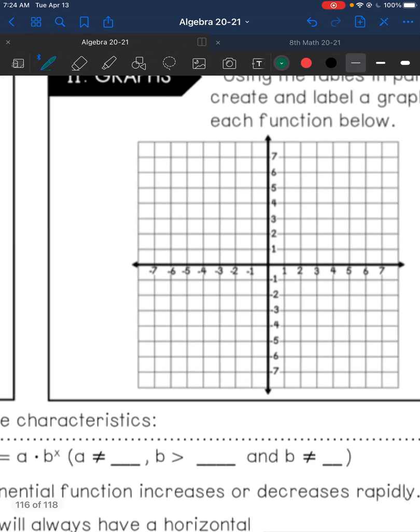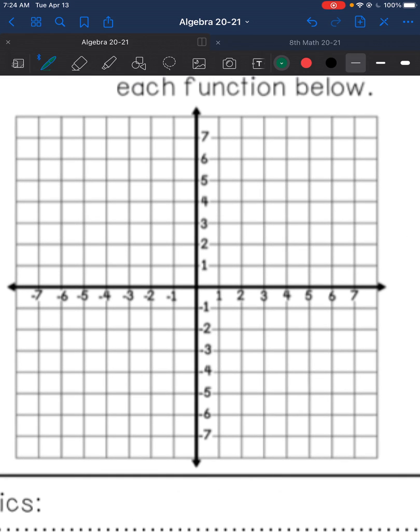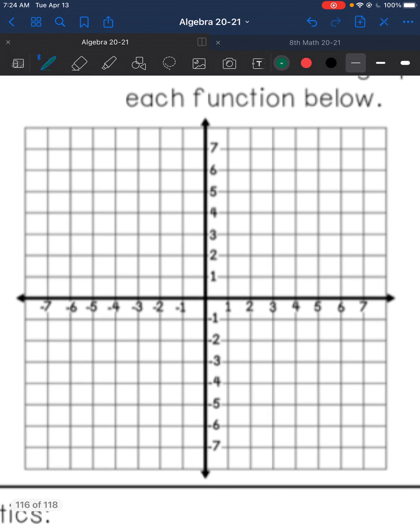What I'm going to do now is I'm going to go ahead and plot these points. So I'm going to go ahead and make my linear function in this pink color, and we have -2, -4, -1, -2, 0, 0, 1, 2, 2, 4, 3, and 6. So we have this straight line that's forming our linear function.